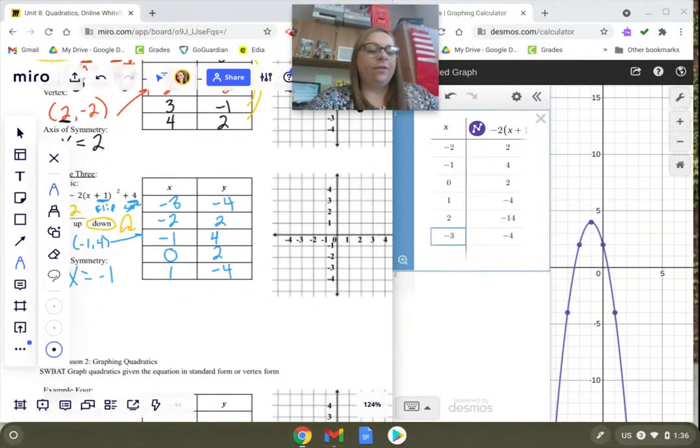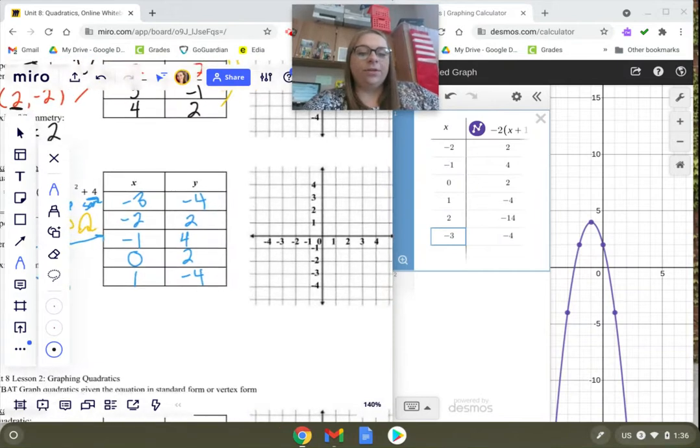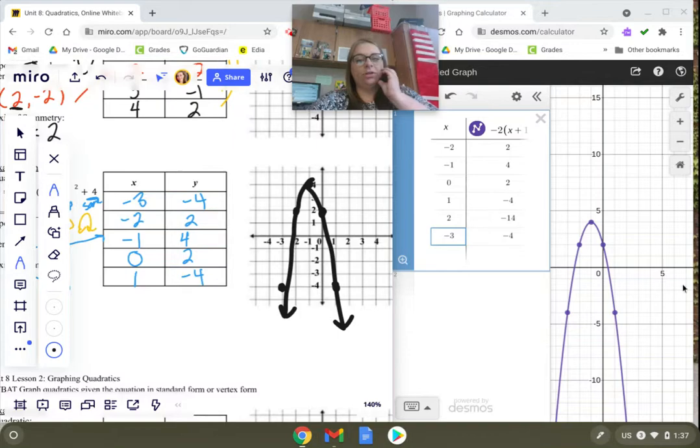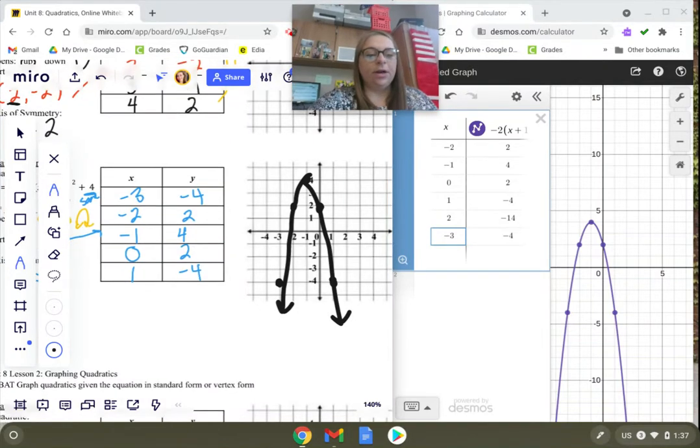So then we're going to graph our quadratic. So negative 3, negative 4. Negative 2, 2. Excuse me, not negative 2, negative 2. That's negative 2, 2. My bad. Big difference. Okay, so negative 1, 4. 0, 2. And then 1, negative 4. So here's my graph. And again, it should look pretty similar to the one that we have in our Desmos calculator. All right, let's keep going.